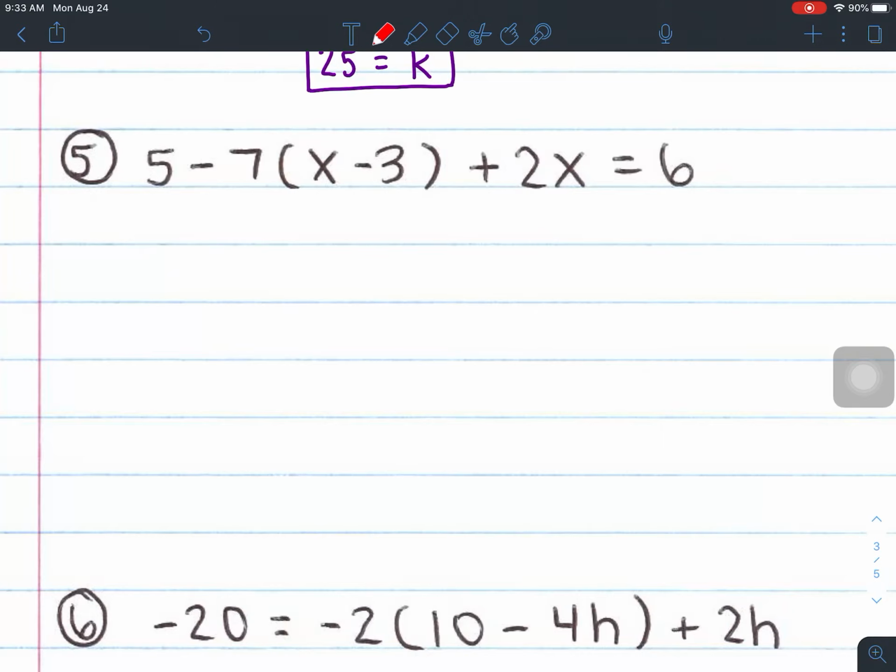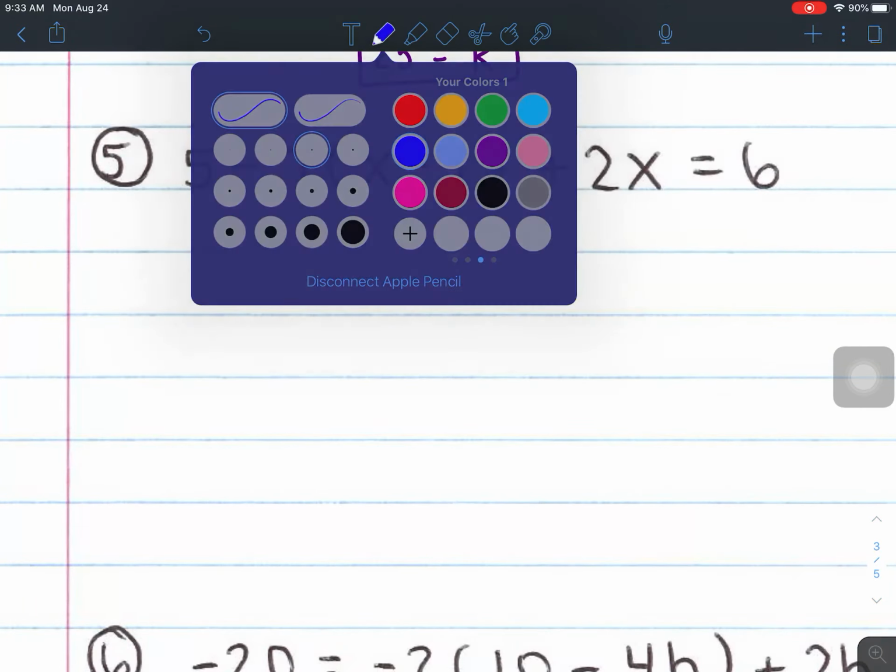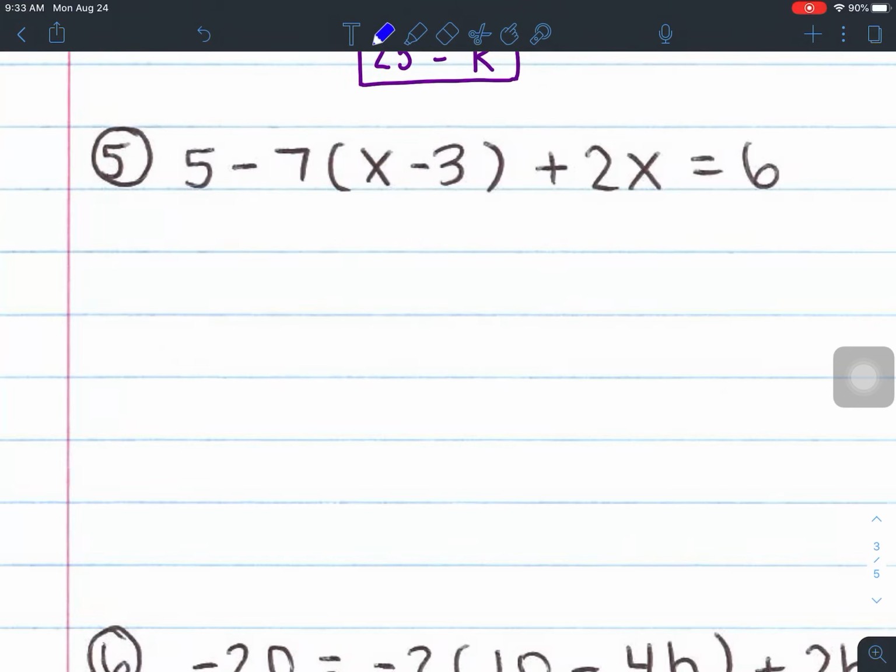So what's the first step here? Well, I see parentheses. Let's go ahead and get rid of those, right? How do I get rid of the parentheses? I want to distribute the number directly attached by multiplication on the outside of those parentheses. So I am not going to distribute the 5. I'm going to distribute the negative 7.